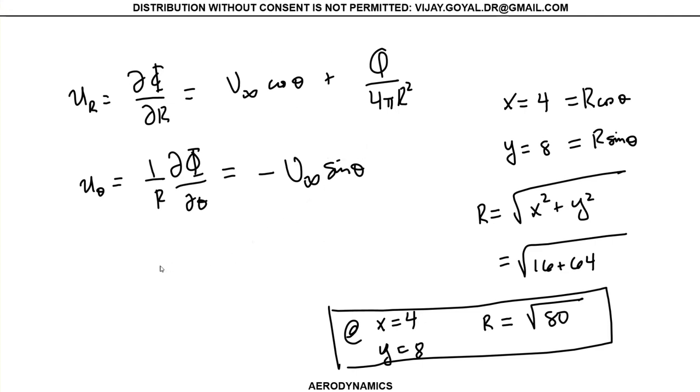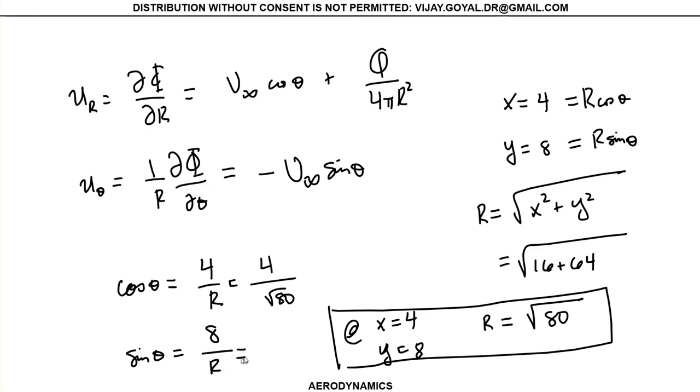And so if you want to know what the value of your cosine of theta is, if you need this angle, cosine of theta will be from here 4 over r, and that would give you 4 over square root of 80, and sine of theta would be 8 over r, that would give you 8 over square root of 80. Okay, so let's plug the numbers in here and let's see what we get.